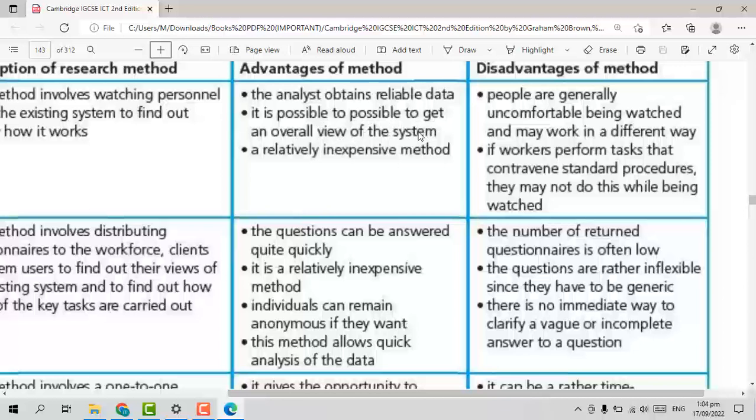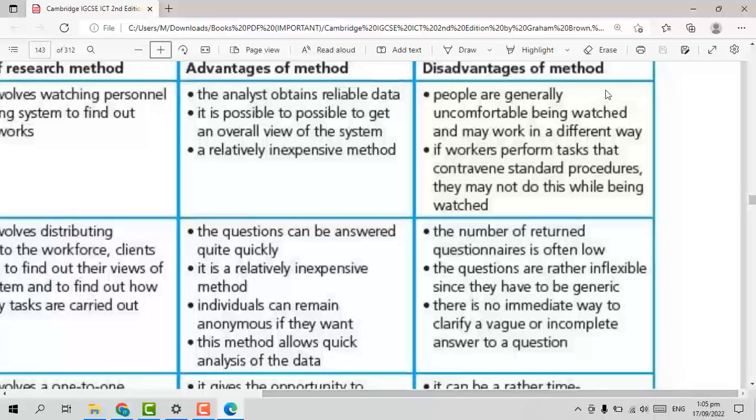The last advantage of observation is that it's a relatively inexpensive method. Why is it inexpensive? Because only one system analyst can do that. And it could take one day, right? I don't have to hire like 100 employees to do that. I can only hire one person, one system analyst, to do the observation.